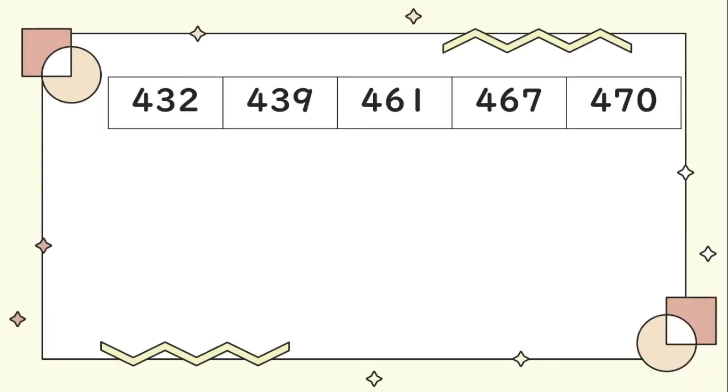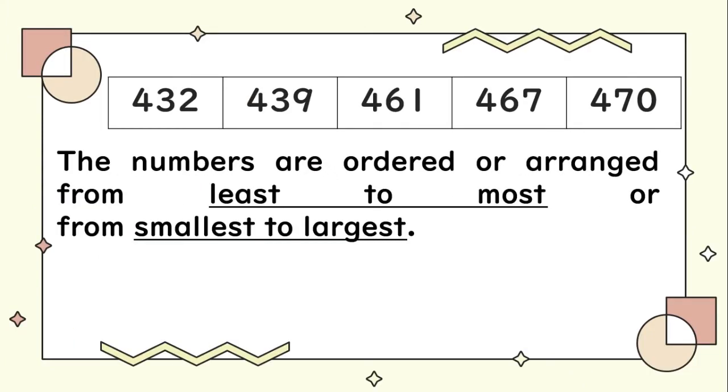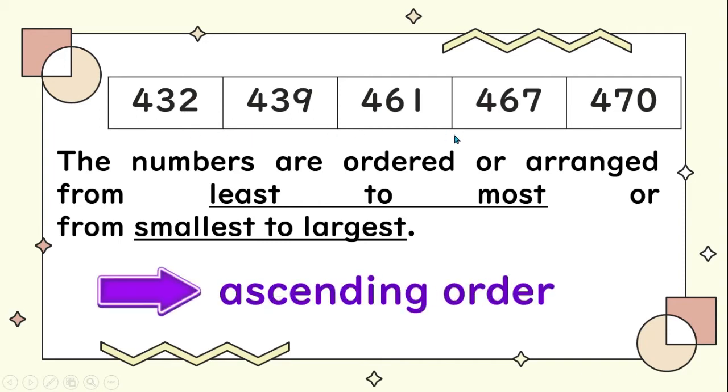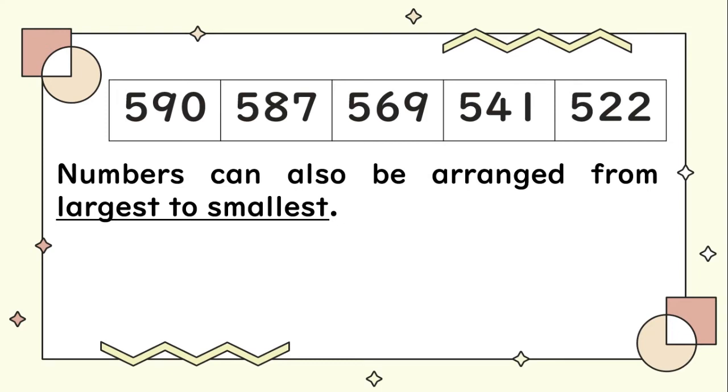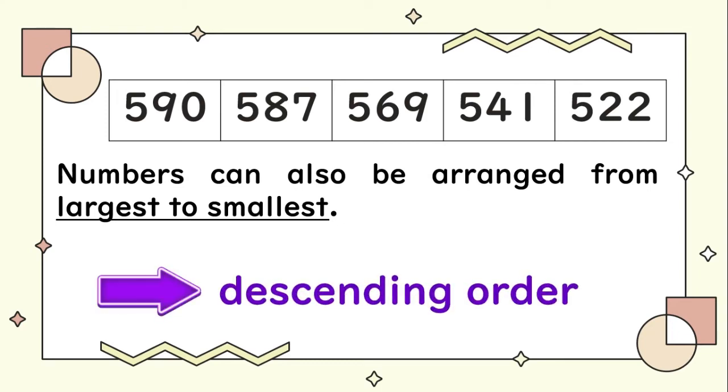Okay, now in counting numbers, kids, we have two ways for that. First is this one. The numbers are ordered or arranged from least to most or from smallest to largest. So ibig sabihin, from the smallest number up to the largest number, as you can see in the number chart. And this is called ascending order. Okay, so if it's from smallest to largest, then that's ascending order. But if the numbers are arranged from largest to smallest, then that's descending order.